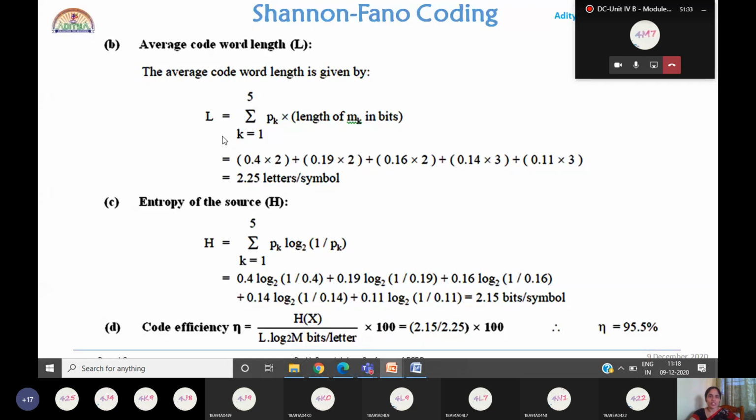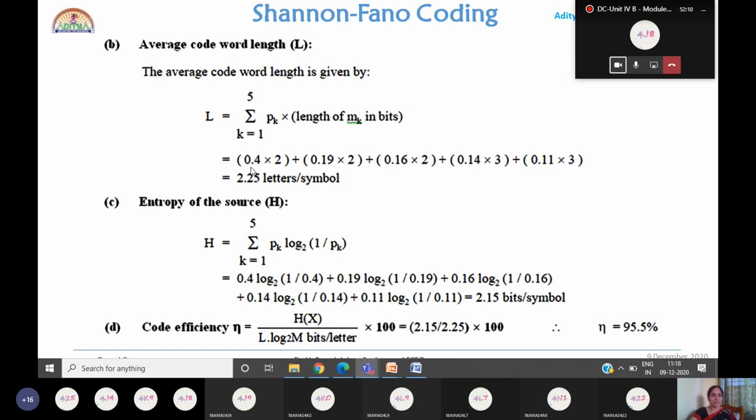So you can see summation k is equal to 1 to 5 p suffix k multiplied by length of the corresponding message in bits. I told you that the units of length are bits. Now finally you obtain 2.25 letters per symbol. So the units of average code word length is letters per symbol. How many letters are present in a symbol?